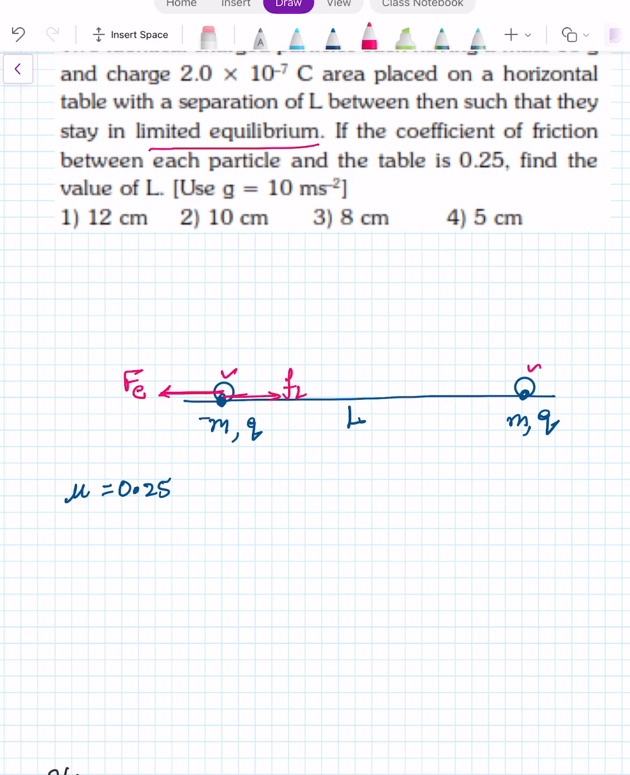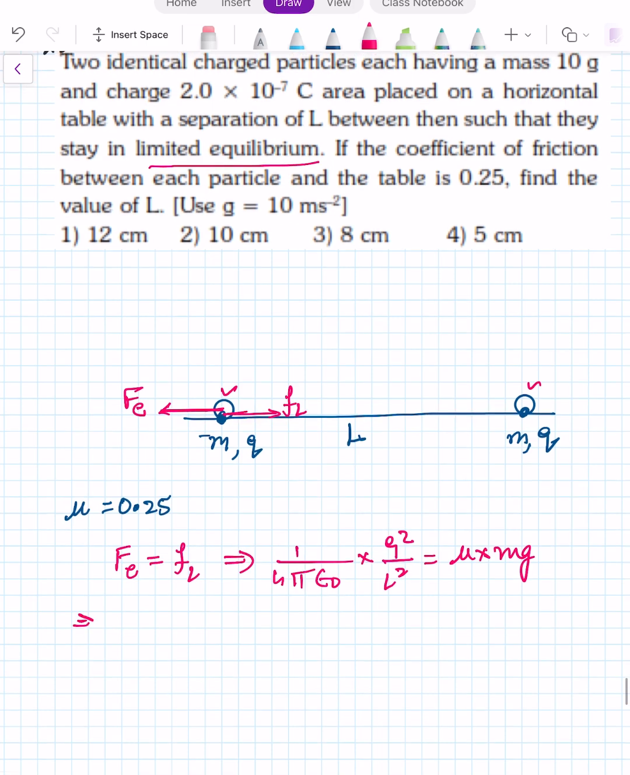it means we have to take the electric force equal to the limiting equilibrium force. Electric force is 1 upon 4 pi epsilon naught q square upon L square equal to mu mg. Now we can substitute the values. 9 into 10 to the power 9. Charge given 2 into 10 to the power minus 7, so 4 into 10 to the power minus 14 upon L square, which we have to find, equal to mu given 0.25, m given 10 grams, so 10 into 10 power minus 3 into 10.